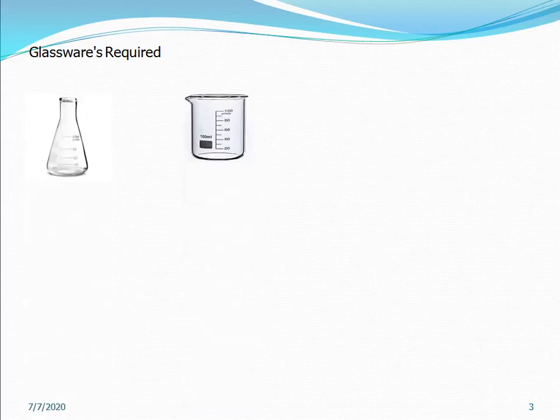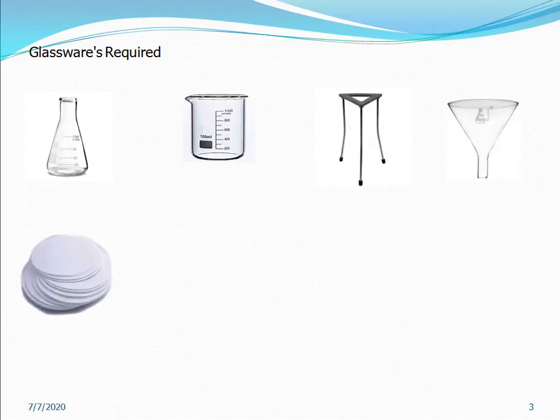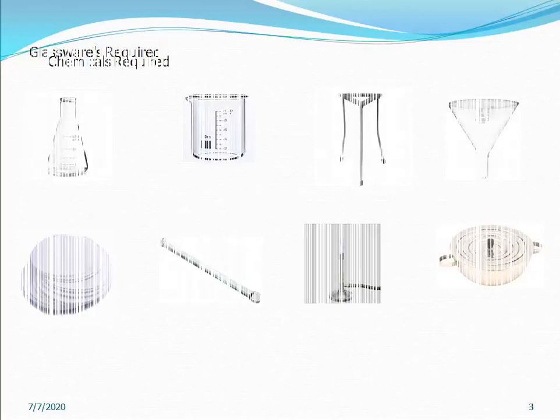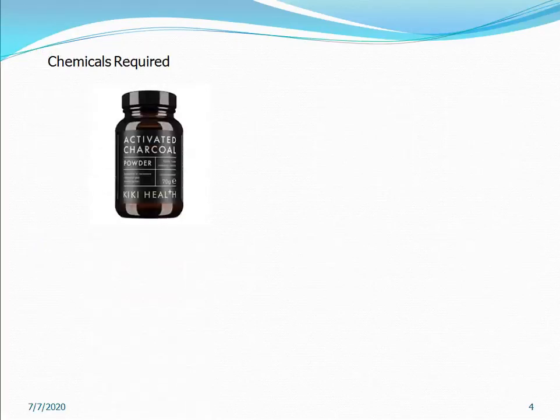The glasswares required for this technique are conical flask, beaker, tripod stand, funnel, filter paper, glass rod, burner, and water bath. The chemicals useful for this recrystallization: basically, first, activated charcoal, which is required for coloured solutions.